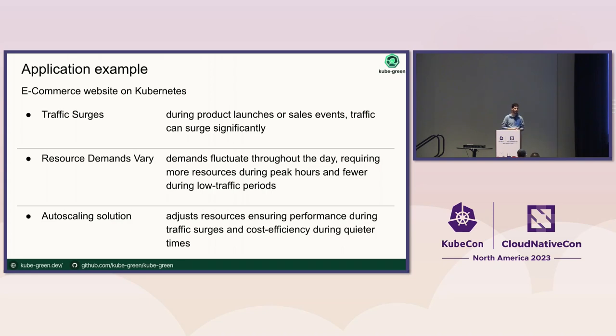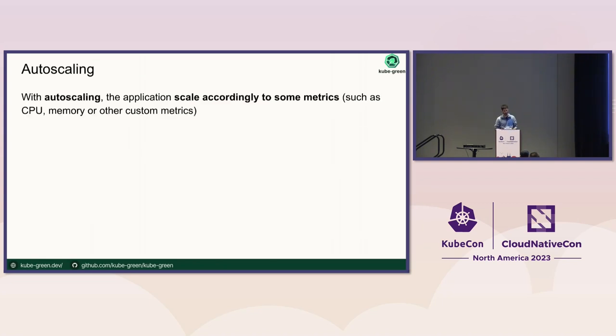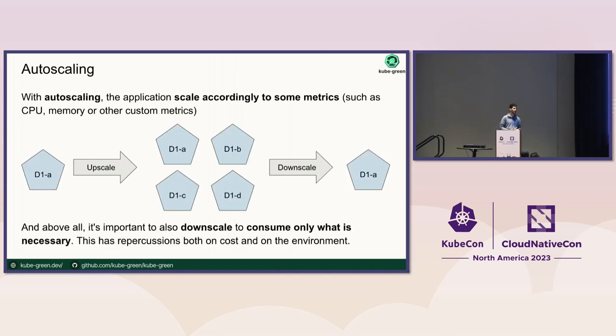And the solution is quite simple. In Kubernetes, it's possible to use an autoscaling solution with the HPA to address the traffic peaks and to reduce the number of workloads during quieter times. Autoscaling is based on some metrics such as usage of CPU, usage of memory, and other custom metrics. And the important thing is that autoscaling is not only about upscaling, but also about downscaling. So when the resources are unused, not necessary, it's important also to downscale the application. And this has repercussions both on cost and on the environment.